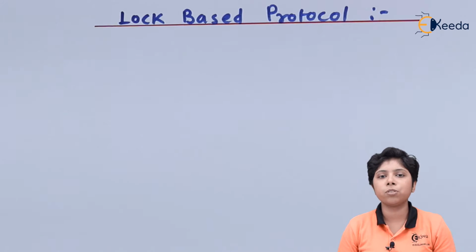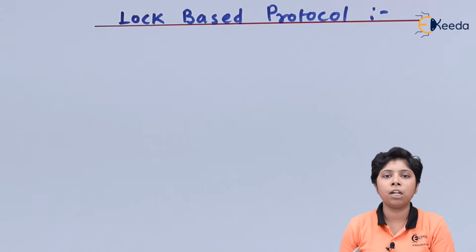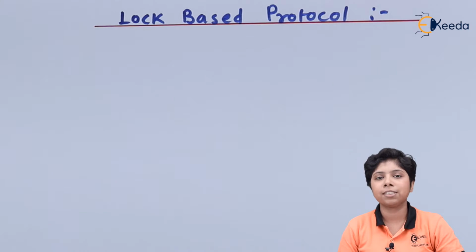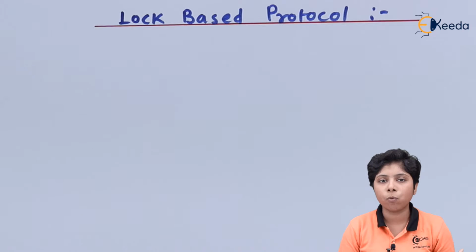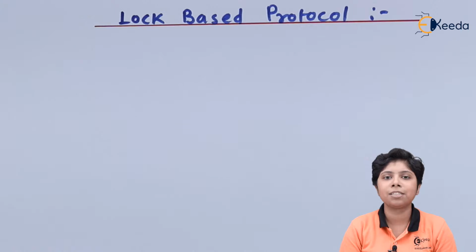So in the growing phase, we will acquire every lock. In the shrinking phase, we will unlock every lock. We cannot have an unlocking step in the growing phase or any acquiring step in the shrinking phase. Now let us describe this two-phase locking protocol with an example.